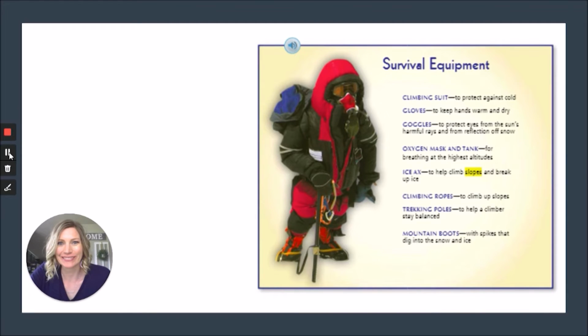Let's take a closer look at what Timba would have worn as he climbed Mount Everest. Survival equipment: climbing suit to protect against the cold, gloves to keep hands warm and dry, goggles to protect eyes from the sun's harmful rays and from reflection off snow, oxygen mask and tank for breathing at the highest altitudes, ice axe to help climb slopes and break up ice, climbing ropes to climb up slopes, trekking poles to help a climber stay balanced, mountain boots with spikes that dig into the snow and ice.